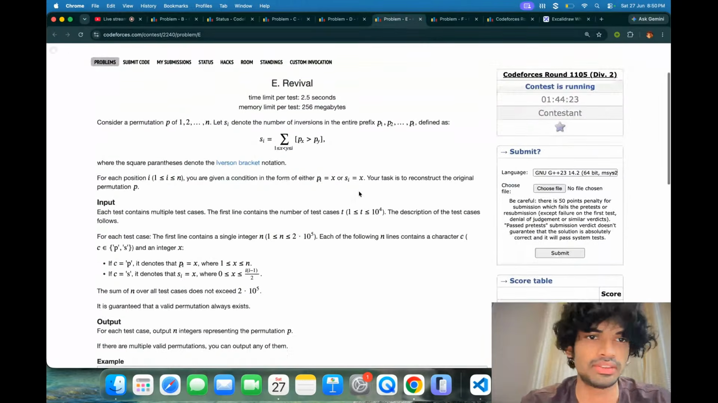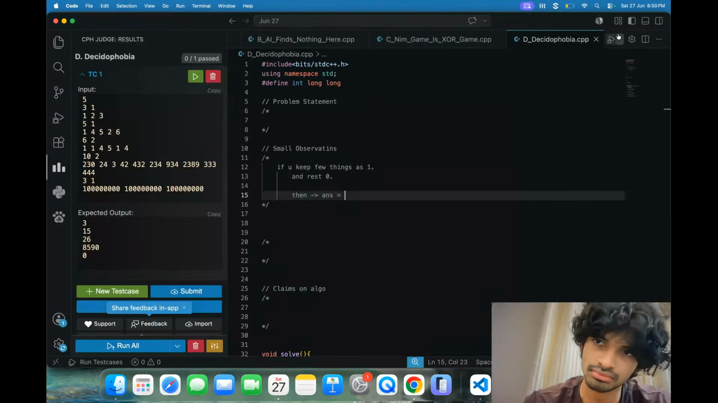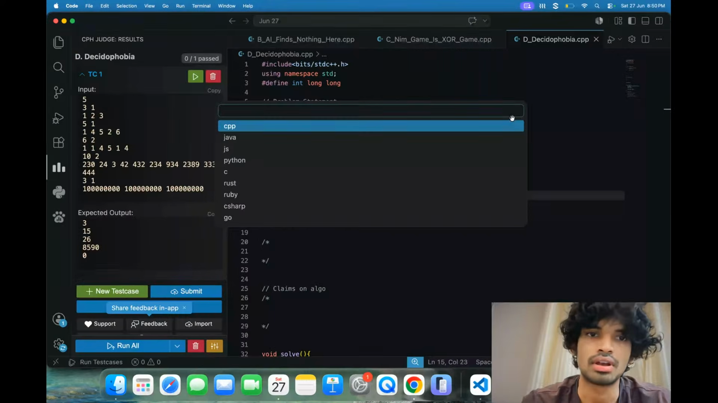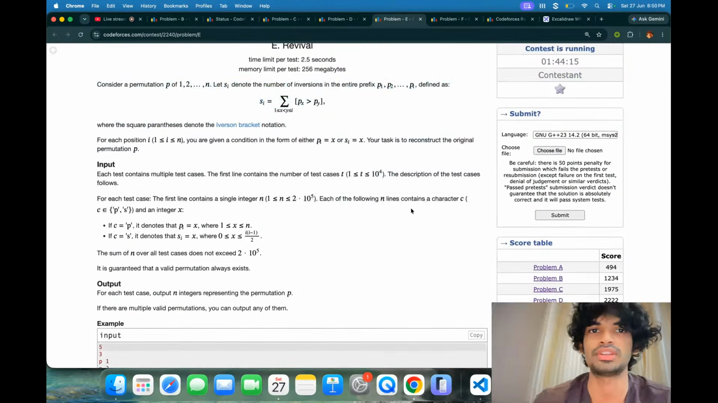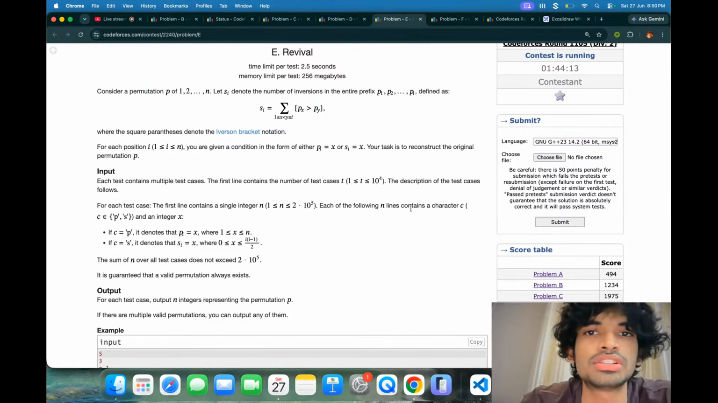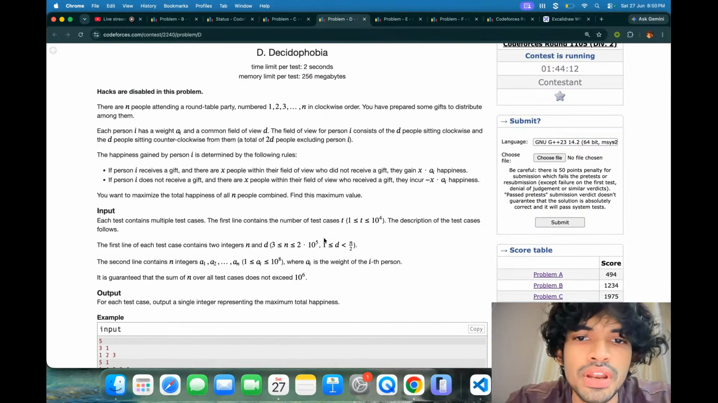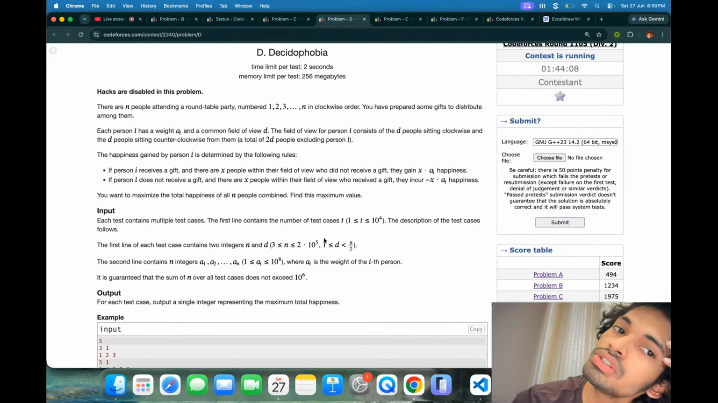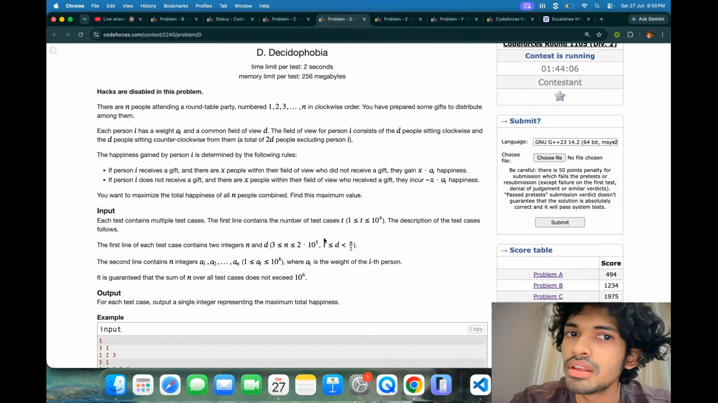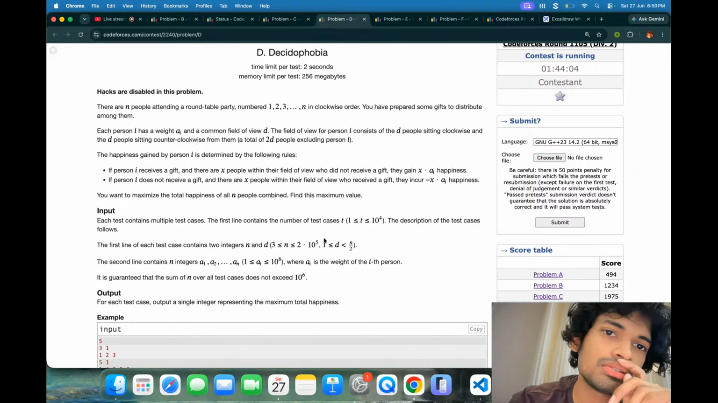I'll read E and then I'll come back. At least I'm not going after leaving C. At least I've done C. Now I can try to read this C, I think. Consider permutation P. Wait a minute. I think I left my consciousness in a sixth dimension.